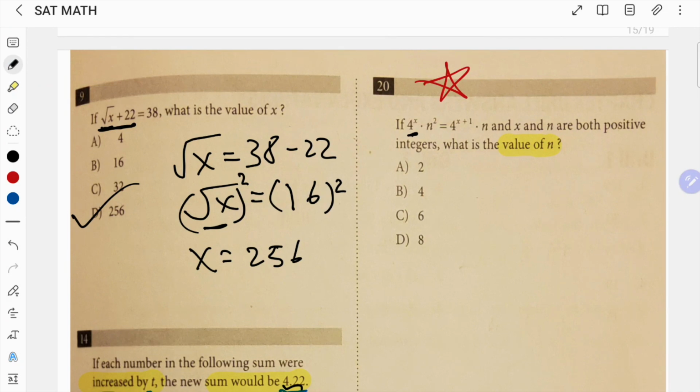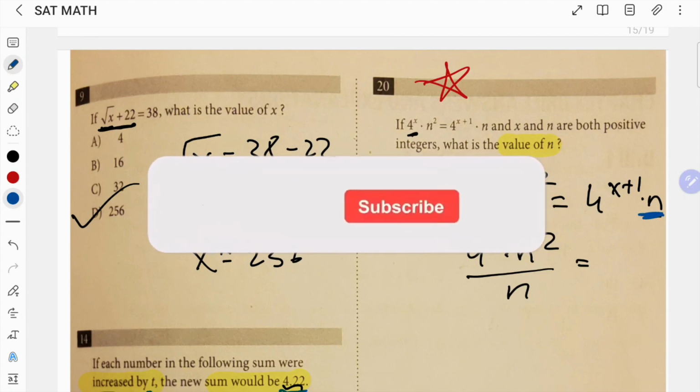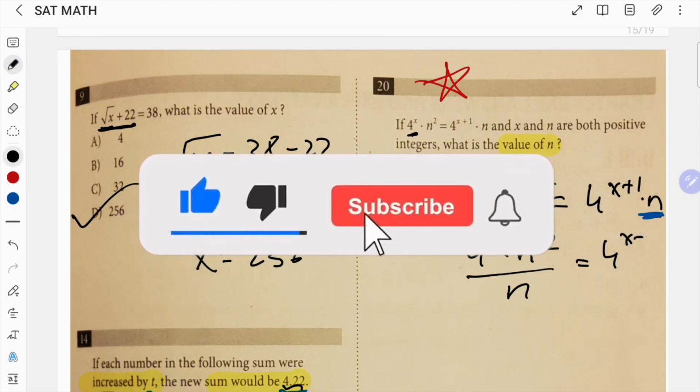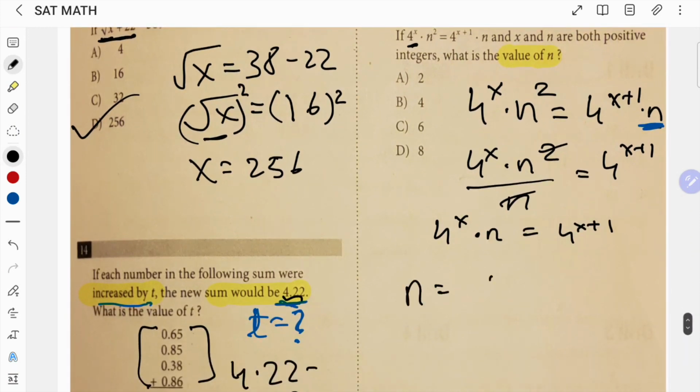So here we need to find the value of n. So let's start off by taking 4 to the power x into n squared equals 4 to the power x plus 1 into n. Here we take 4 to the power x into n squared divided by n, because we're taking this n on the other side. Alright, so we get 4 to the power x into n equals 4 to the power x plus 1. So n equals 4 to the power x plus 1 divided by 4 to the power x.